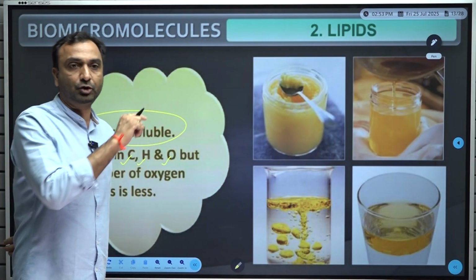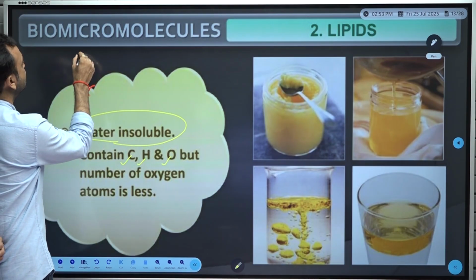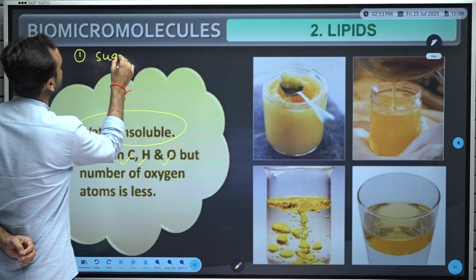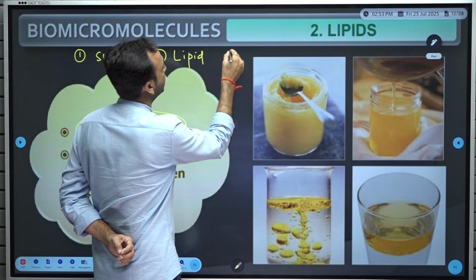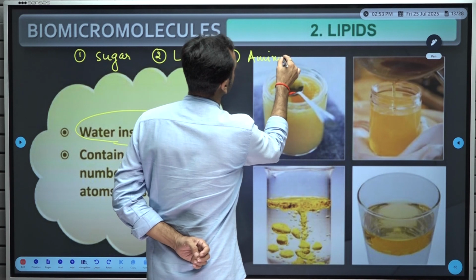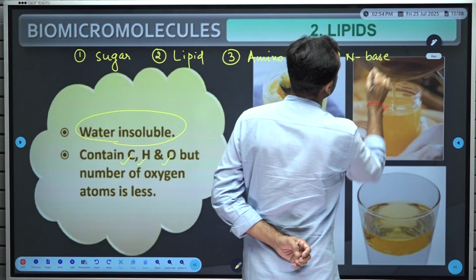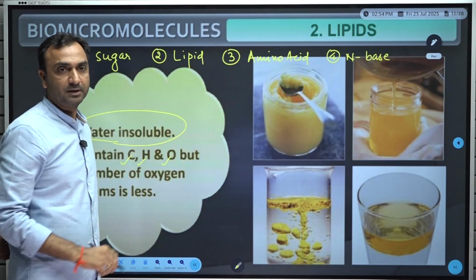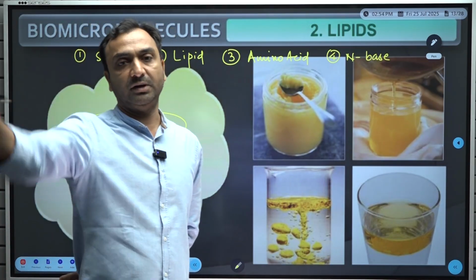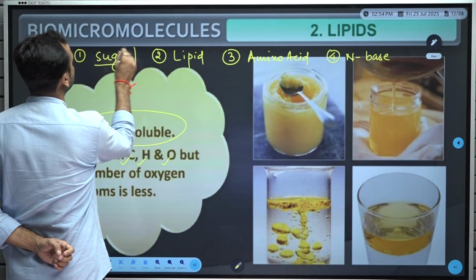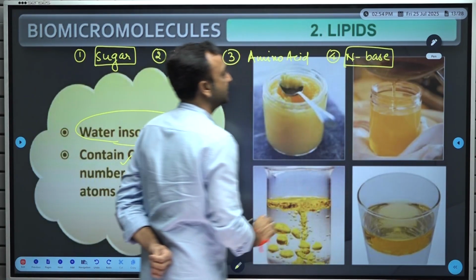Suppose I would like to give a serial number to the micromolecules. Always first would be carbohydrate, that is sugar. Second would be lipid. Third would be amino acid. And fourth would be nitrogen base, that is nucleotide. This would be the correct order. This order is based on simplicity to complexity. The simplest is first, it is the simplest structural component, and the last is the most complex structure amongst all four.